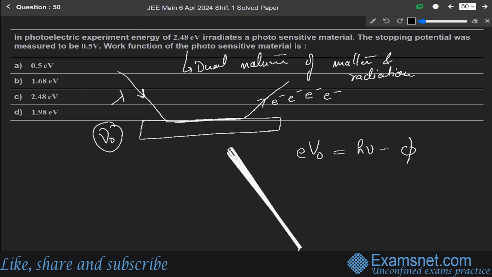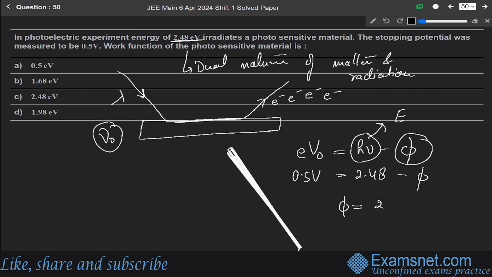So in this question the stopping potential is given as 0.5 volt and we have to find the work function phi, and in the experiment the energy is given as 2.48. So this h nu is basically the energy, given as 2.48, and the stopping potential is given as 0.5 volt, minus the work function phi. So the work function phi will be equal to 2.48 electron volt minus 0.5 electron volt. So it will become 1.98 electron volt. So option D is the correct answer.